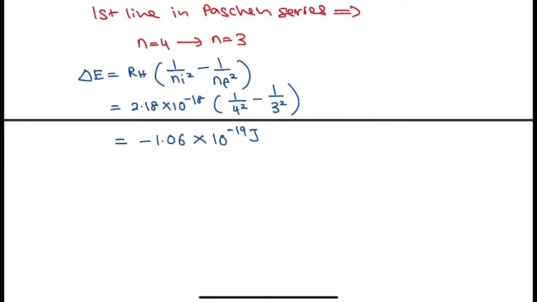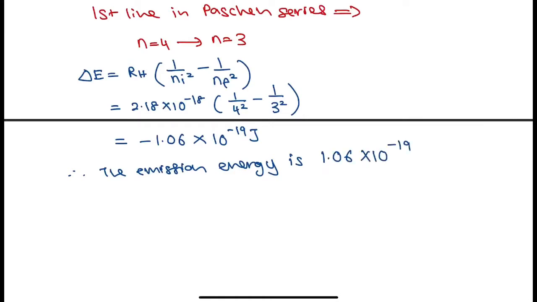Conclude your answer by saying, therefore, the emission energy is 1.06 times 10 to the power of negative 19 joule.